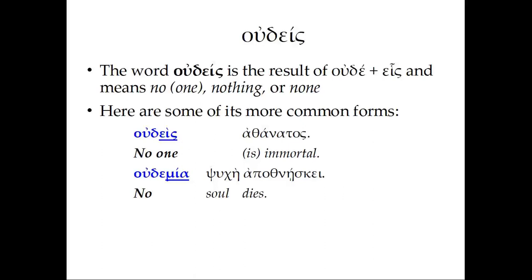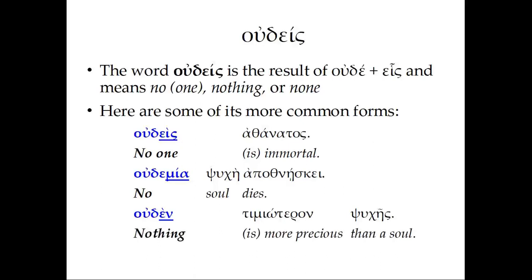No soul dies. And we're going to look at the neuter form, which we've seen before actually. It's again oude plus the correct form of heis, which for the neuter singular is hen, neuter nominative, I should say. So ouden timiōteron psuchēs. Nothing is more precious than a soul, we might translate this as. I've rearranged the word order a little bit to show the different uses of oudeis a little more clearly.